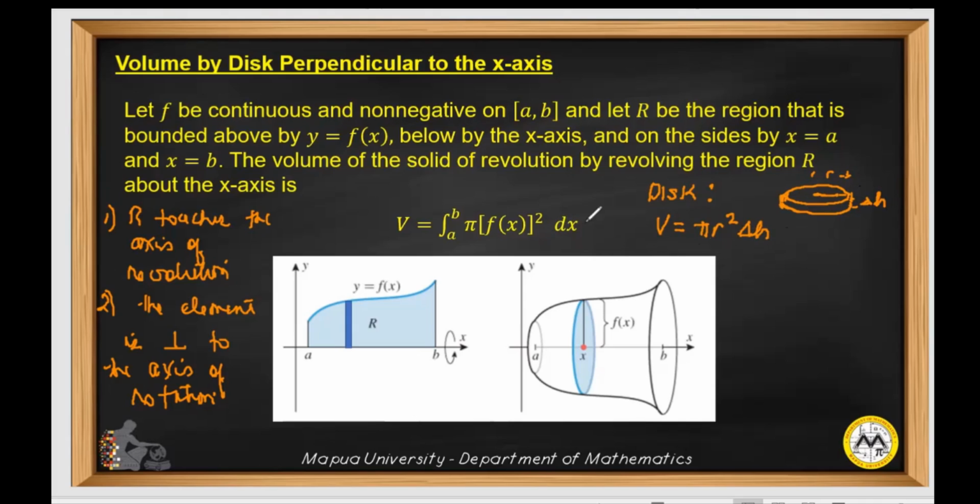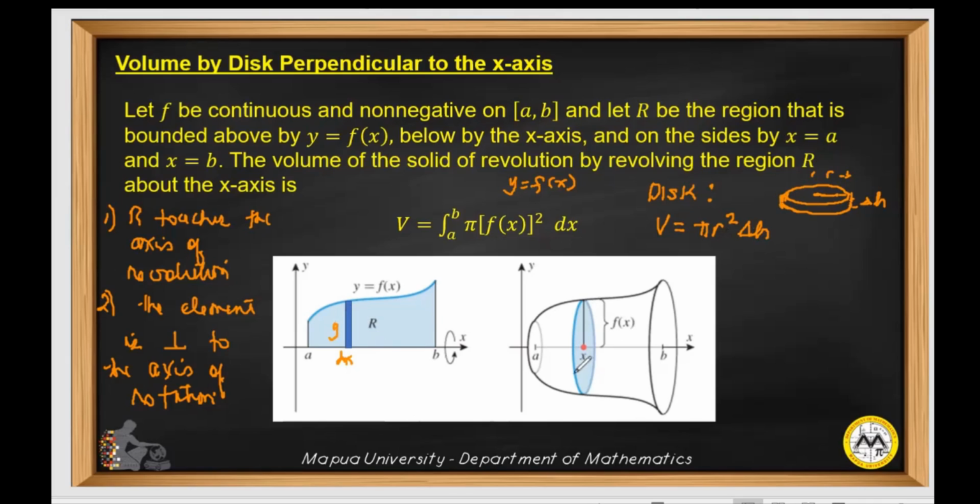So since y is a function of x, we are going to replace r by y, which is equal to f of x. And the thickness is delta h. Here, the thickness is the differential of x, since the element is perpendicular to the axis of revolution. And the radius r is equal to y.